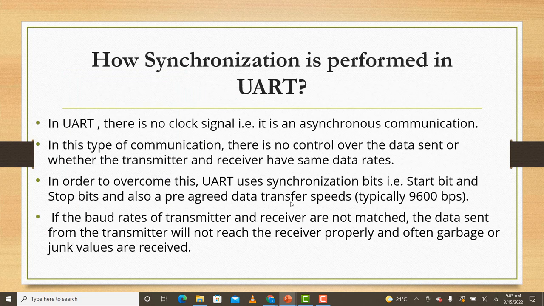So, we have mentioned that UART doesn't have a clock signal for synchronizing the transmitter and the receiver. So how is this synchronization happening? In order to implement the synchronization, UART communication uses, as we have mentioned, the synchronization bits, the start bit and the stop bit. And they also have a pre-agreed data transfer speed. The transmitter tells the receiver this is the baud rate that you are going to use, the number of bits that has to be transmitted per second.